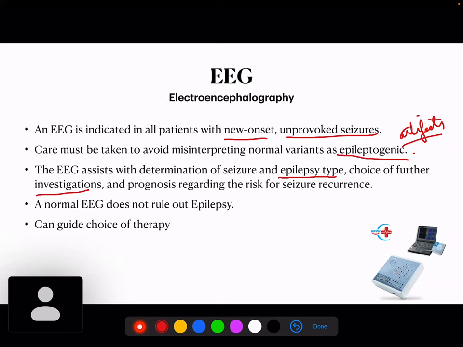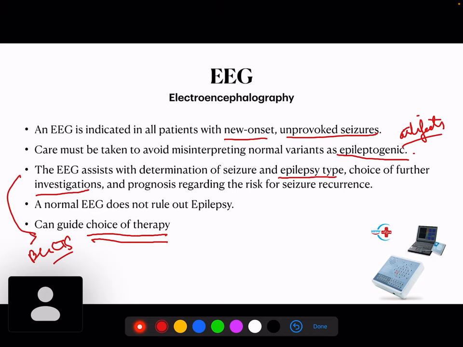This EEG also helps us in finding the epilepsy type, which then helps guide investigation and also the choice of therapy. There is one seizure type in children known as BECTS, benign epilepsy with centrotemporal spikes, or central rolandic epilepsy. It responds very well to carbamazepine. So an EEG will tell you that it's BECTS, and then you will give carbamazepine and it will respond a lot. A normal EEG does not rule out epilepsy. A patient comes to you and says, Doc Saab, one EEG was normal, two EEGs were normal. That is not correct.